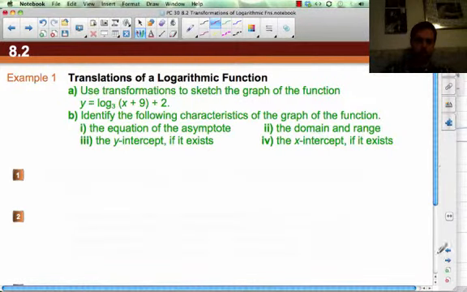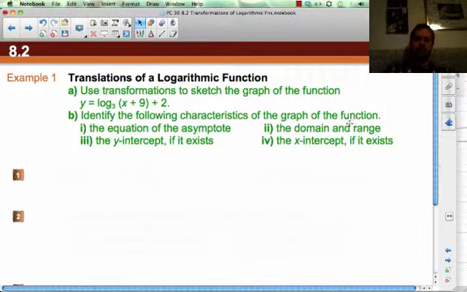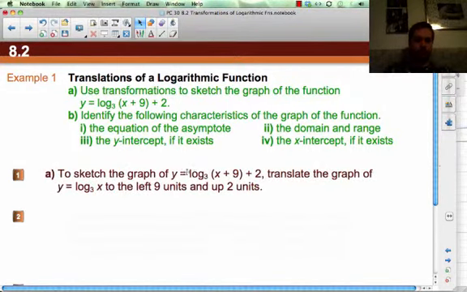Okay. Translations of a logarithmic function. So let's see what we can do with this stuff. Use transformations to sketch the graph. So identify the characteristics of the function. So let's figure this out. Sketch this graph, translate the graph to the left 9 units and up 2 units.